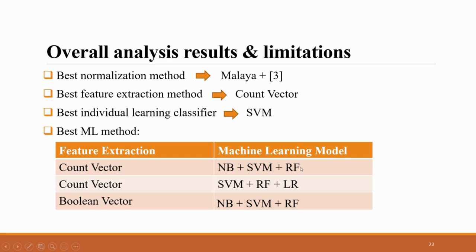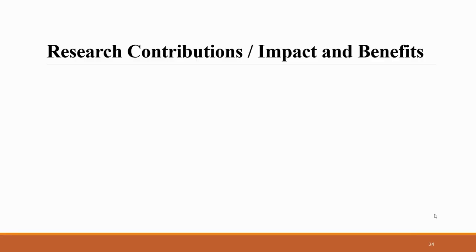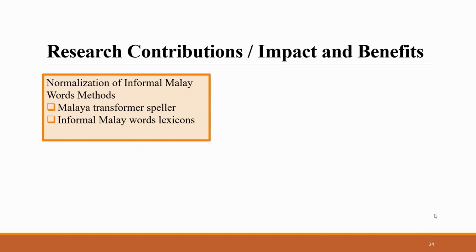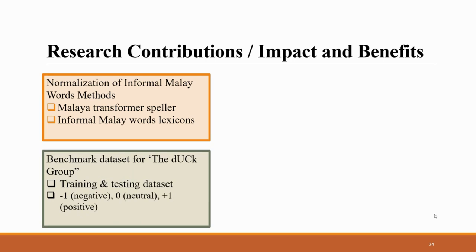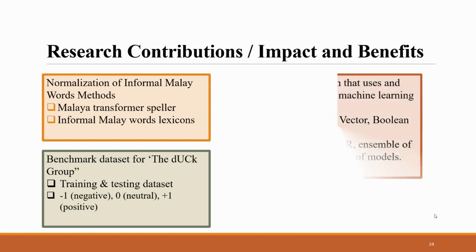So we have the count vector with the example machine learning models, and also the Boolean vector with the example learning models. My research contributions are normalizations of informal Malay word methods, such as the Malaya transformer speller and informal Malay word lexicons. The result proved that both normalization methods can normalize the informal Malay and increase accuracy in sentiment classification. The second contribution is the benchmark training and testing dataset for the code switching tweets with sentiment value -1 for negative tweets, 0 for neutral tweets, and 1 for positive tweets.